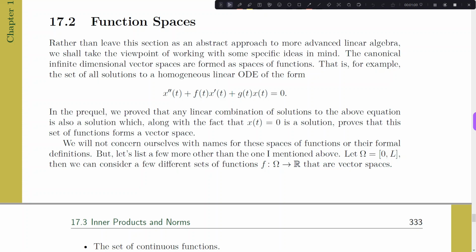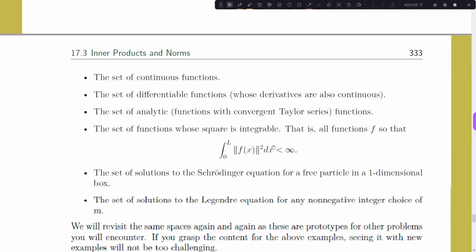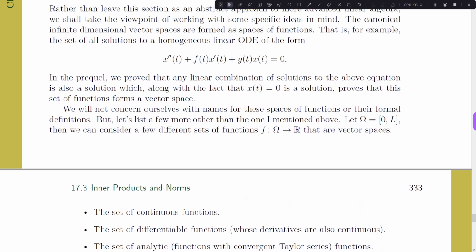Okay, welcome back. So we're moving on to section 17.2. It's really short in the book. It basically is just a collection of bullet points.